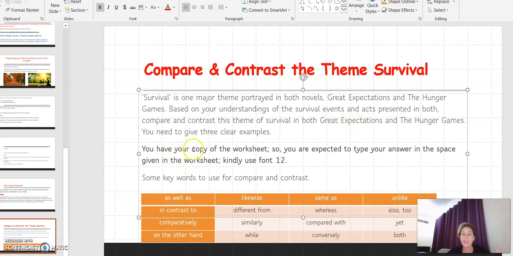You have the space below on your worksheet. You have a copy for yourself. You type in your answer, and you need to use font 12 so that I'll have a clear piece for me to read and correct. Here you have a list of some keywords that might help when you are comparing and contrasting. You can refer to these words when you are showing the similarities and the differences in the theme of survival based on the 2 novels, Great Expectations and The Hunger Games.